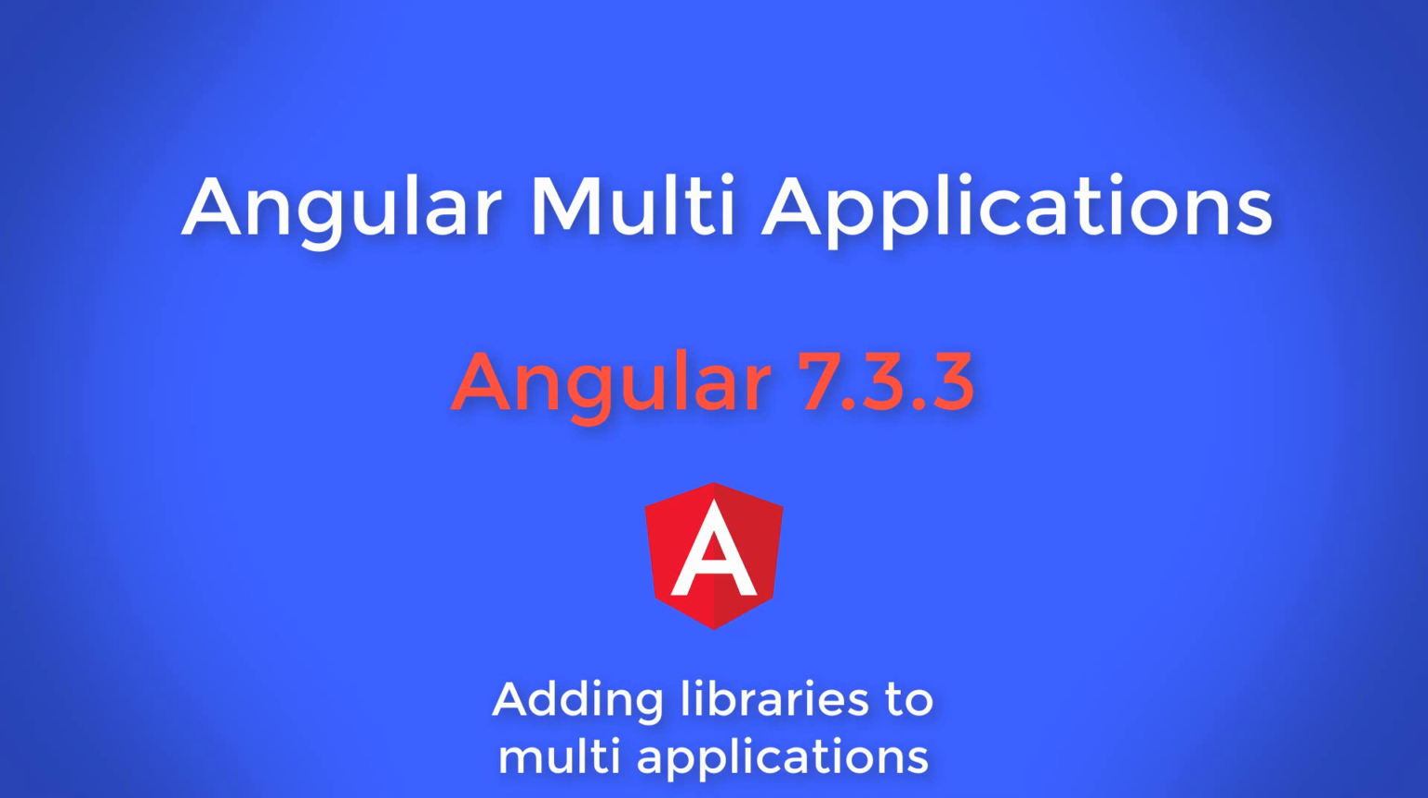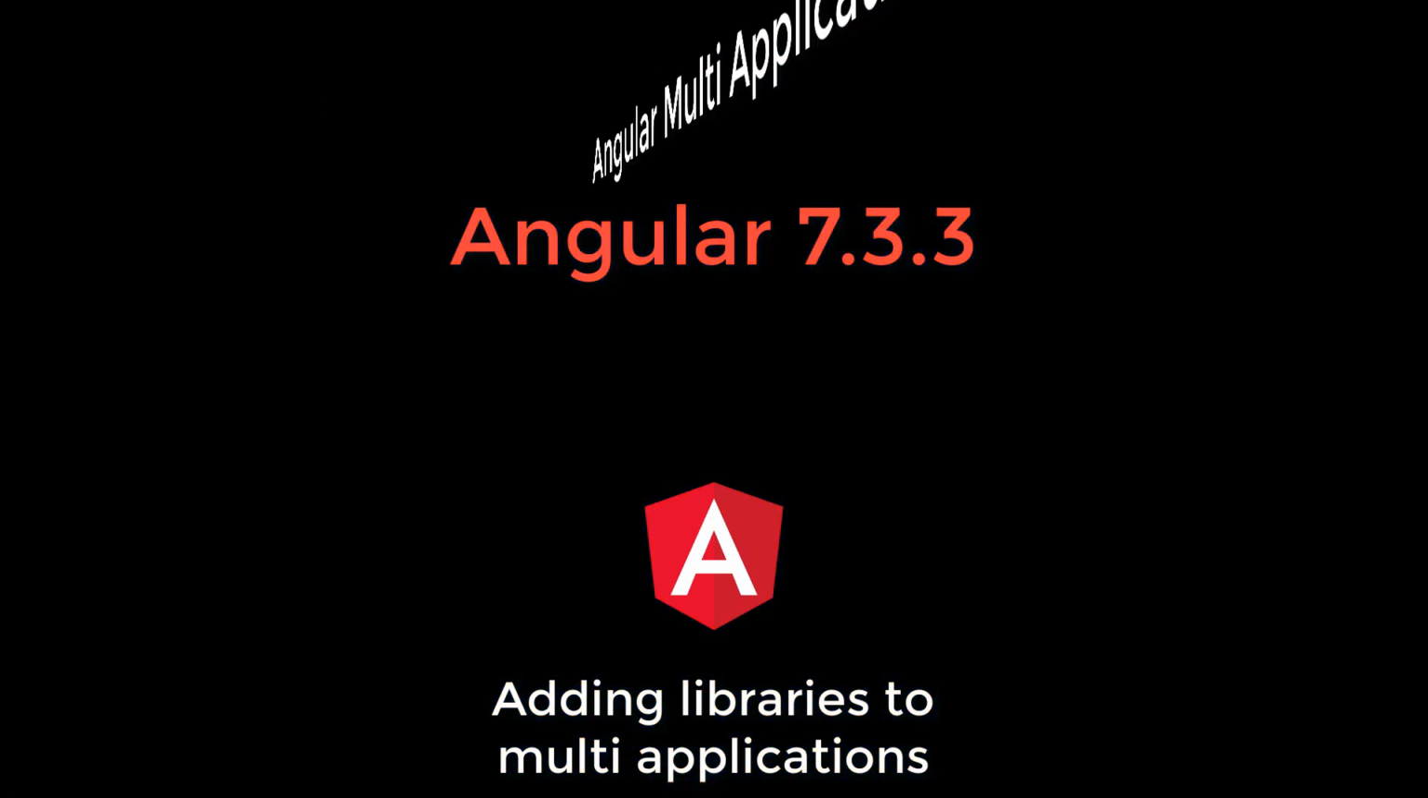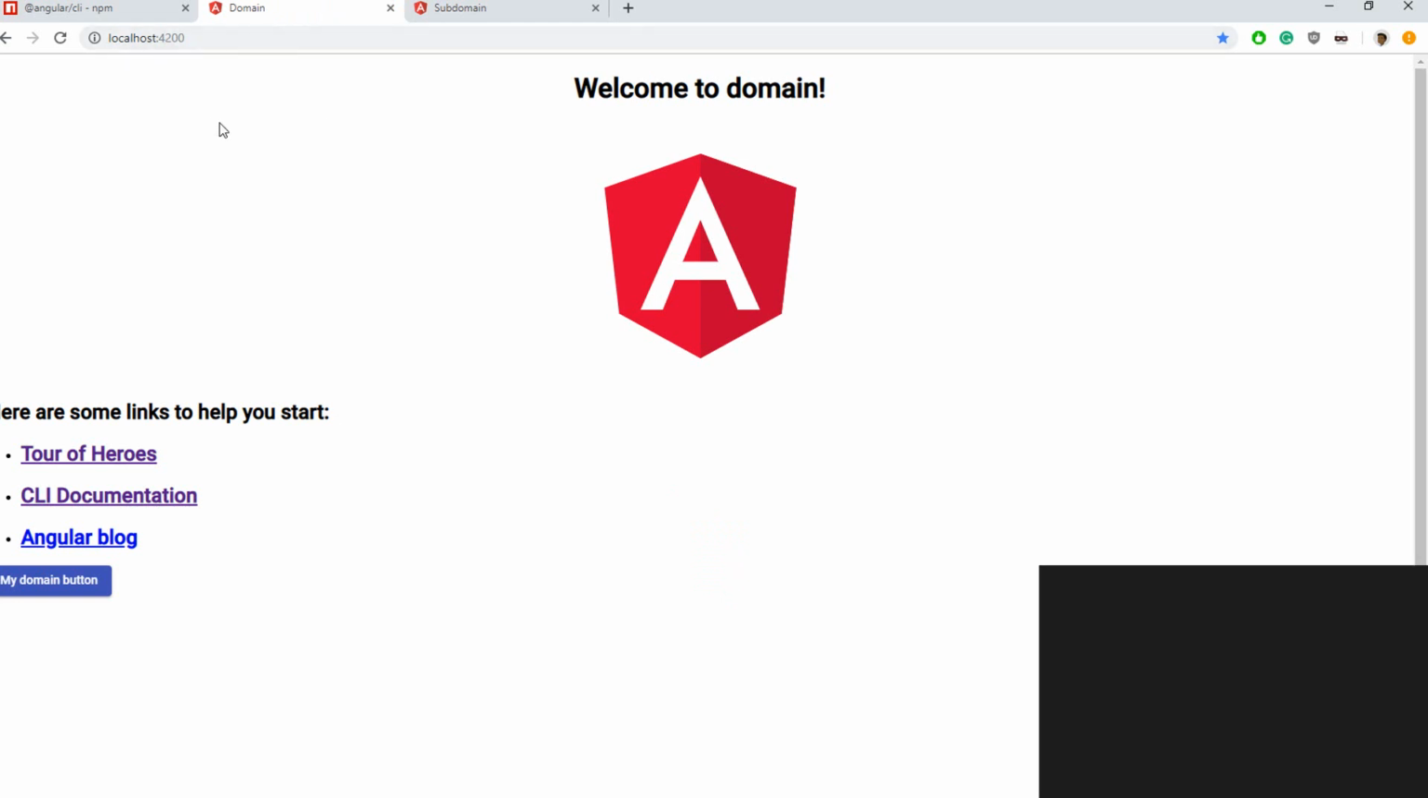In our first Angular multi-applications video, we showed you how to generate multi-applications within one Angular CLI application. We also showed you how to add libraries such as Angular Material to these projects. And here is the sample of what we did. We had our main domain running on port 4200, and we also had a subdomain running on 4300.